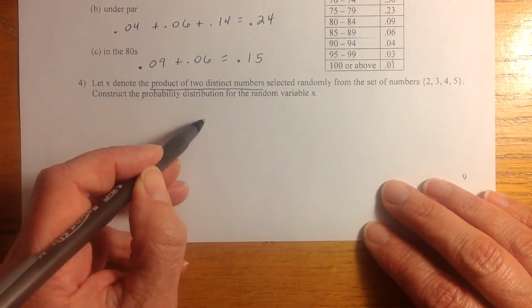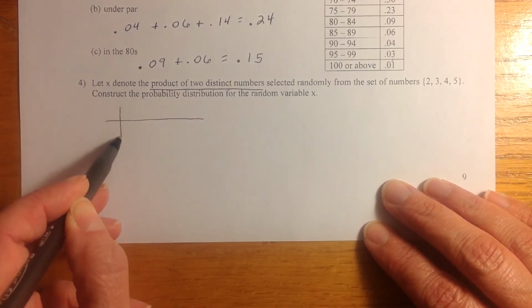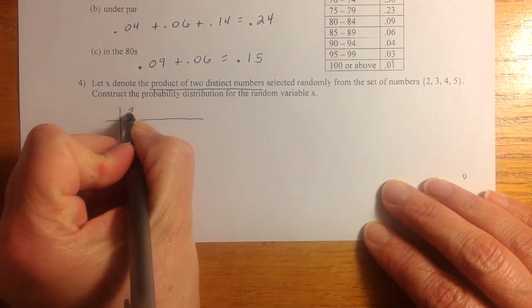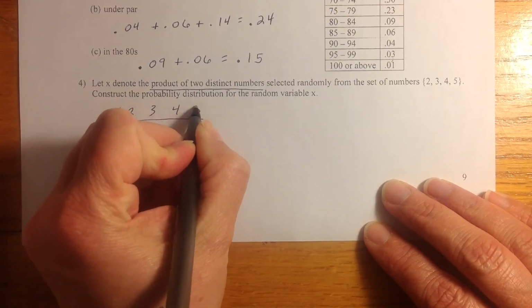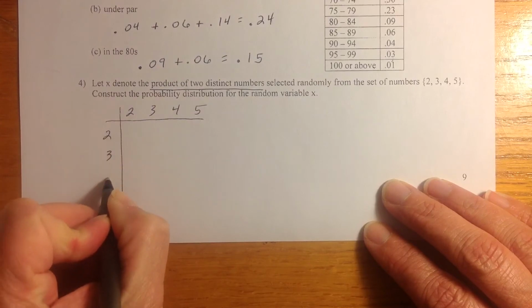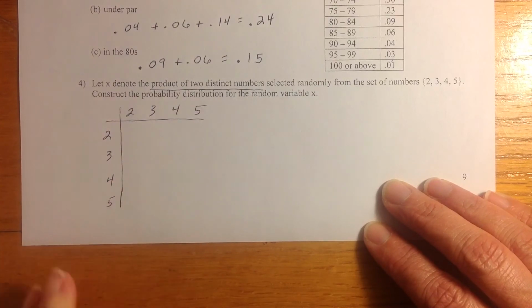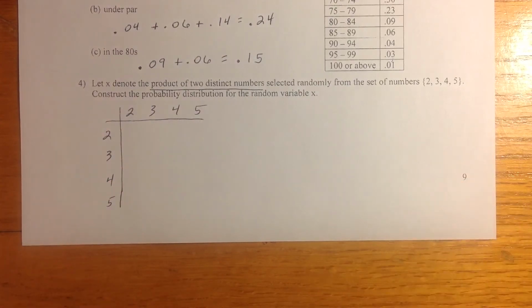Now we're going to utilize from chapter 10, we're going to build a product table. So we're going to say 2, 3, 4, 5, 2, 3, 4, 5. The reason why we get to use a product table is because we're choosing 2 different numbers and then multiplying them together.